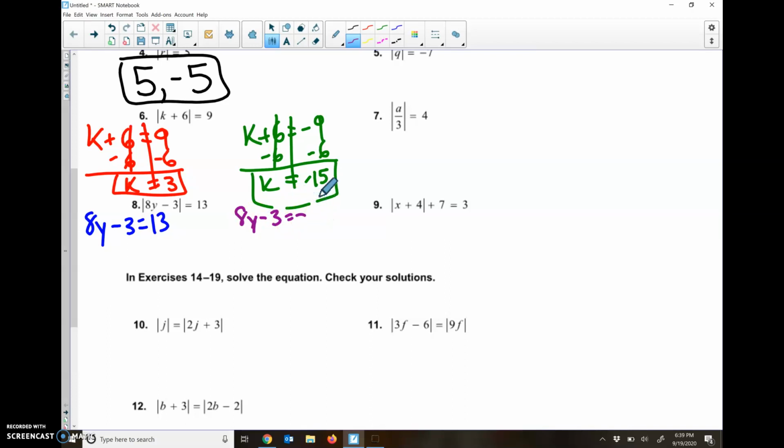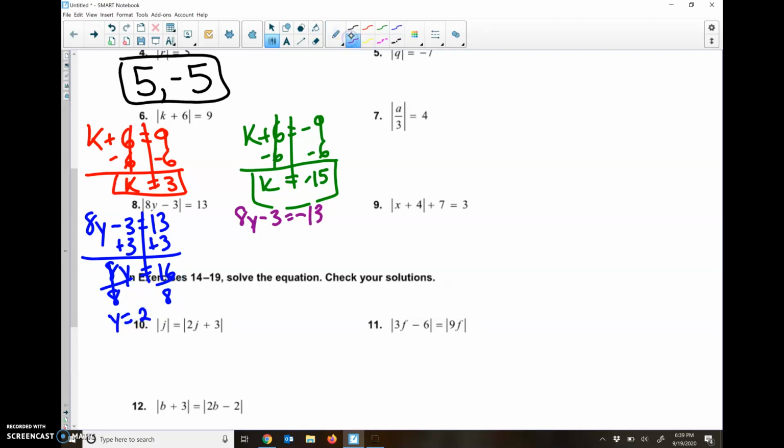Okay, so notice again the difference. I wrote one with a positive sign and one with a negative sign. So same steps on both sides. I'm going to add 3 to both sides, so I get 8y equals 16. Divide both sides by 8. We end up with y equals 2.